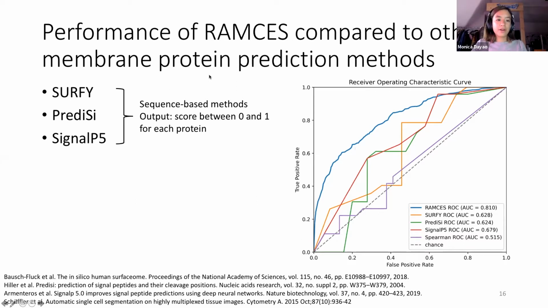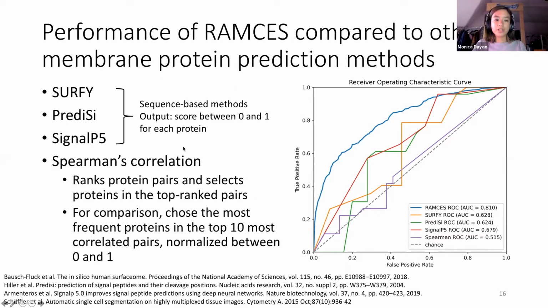Another method that we compared to is one based on Spearman's correlation, which appears in a paper in Cytometry in 2015, in which they're also looking at how to choose membrane markers for cell segmentation. And what they do here is that they take all the possible combinations of pairs of proteins and then compute the Spearman's correlation coefficient for all of those pairs over the data set, take the top 10 most correlated pairs, and then look at the most frequent proteins present in those top 10 pairs and select that one.